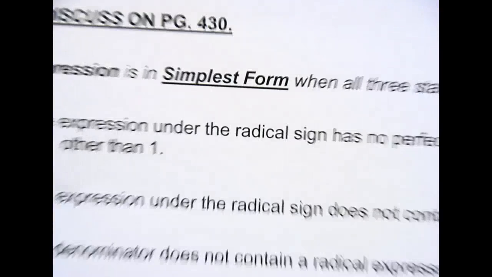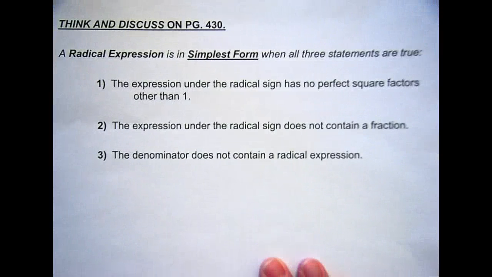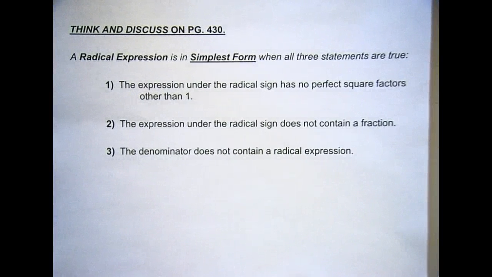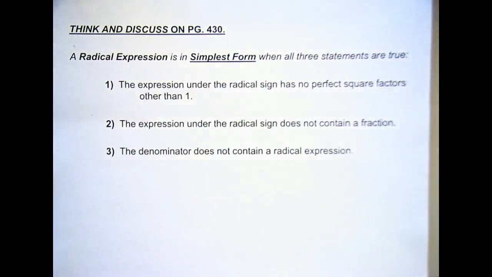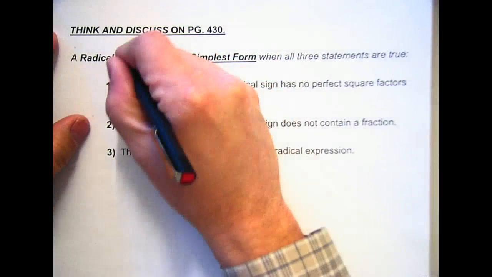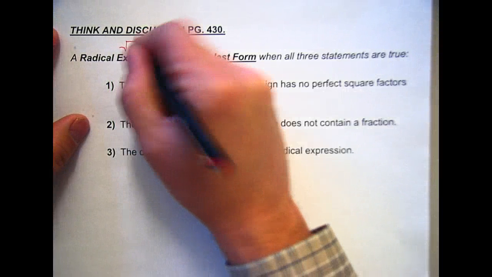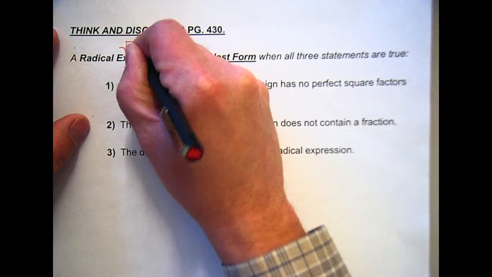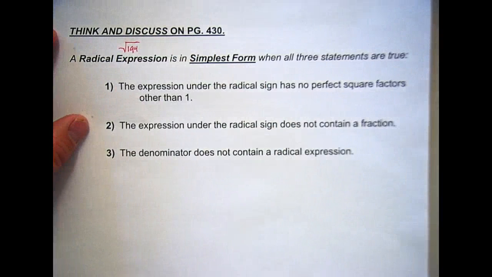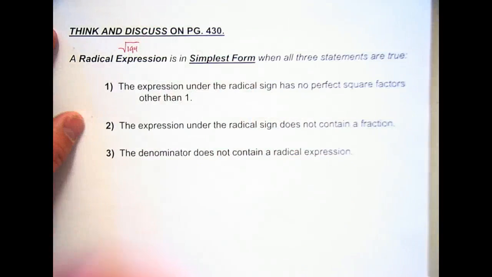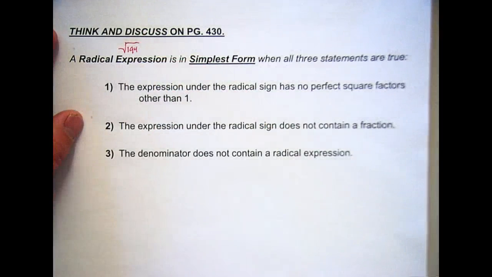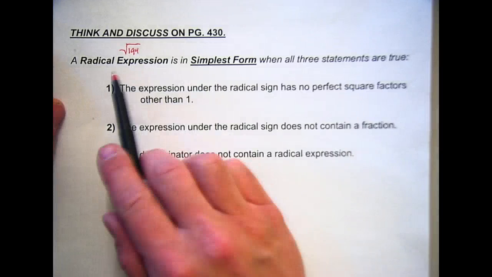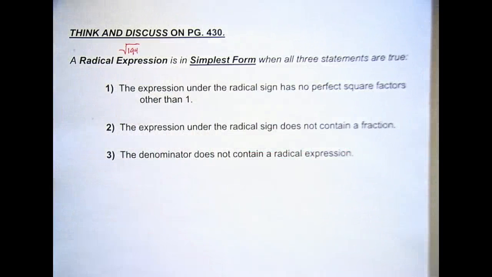All right. On page 430, a radical expression. 3 things you need to know and you need to check off. Anytime you're looking at a radical expression, it means something like root 194. That's a radical expression. Maybe you put a variable under it. But anything under a radical symbol, that's a radical expression. A radical expression is in simplest form when all 3 of these statements are true.